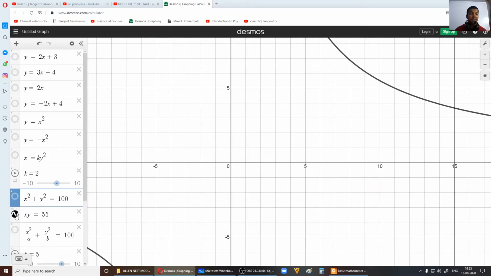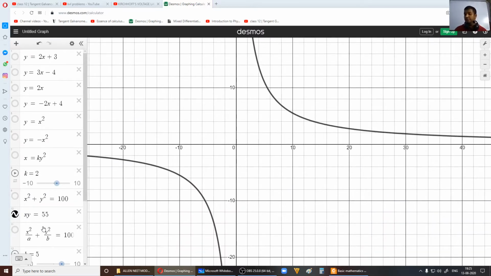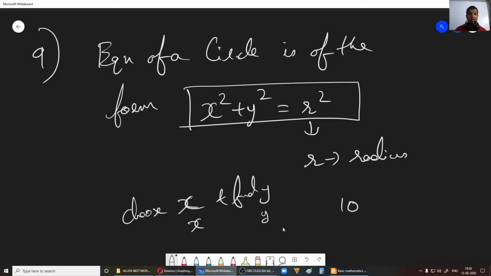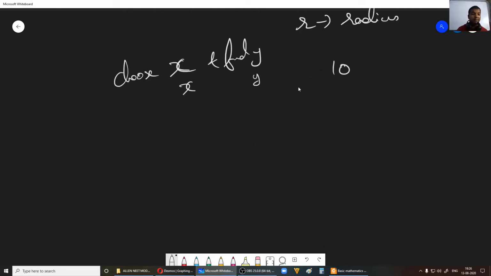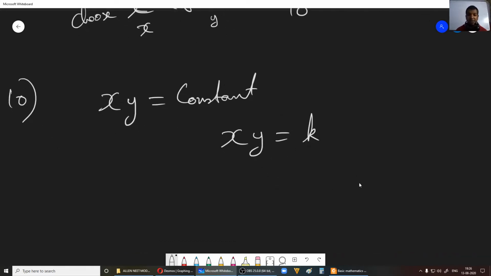Now next comes something called the rectangular hyperbola. So the 10th one: if you have an equation of the form xy is equal to constant, the product of x and y is equal to constant. Let us take it as k. So this k can be anything, k is a constant. It can be 1, 2, 10, anything. Now how does the graph look?